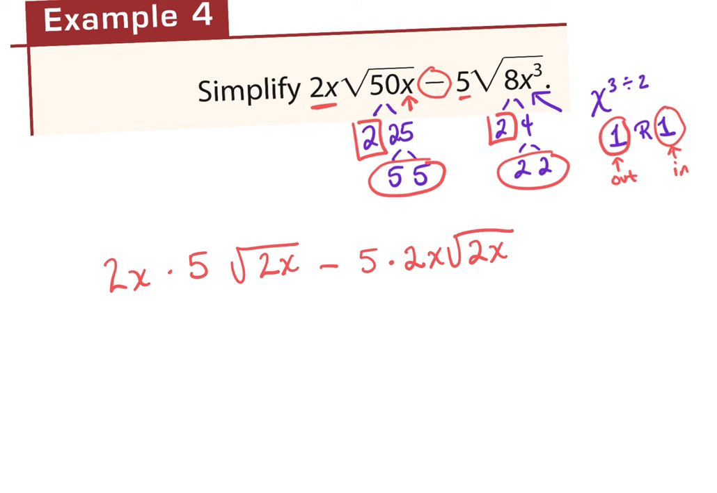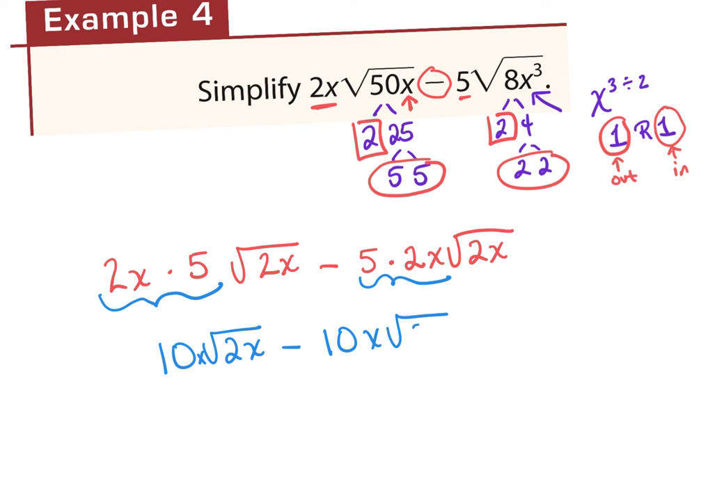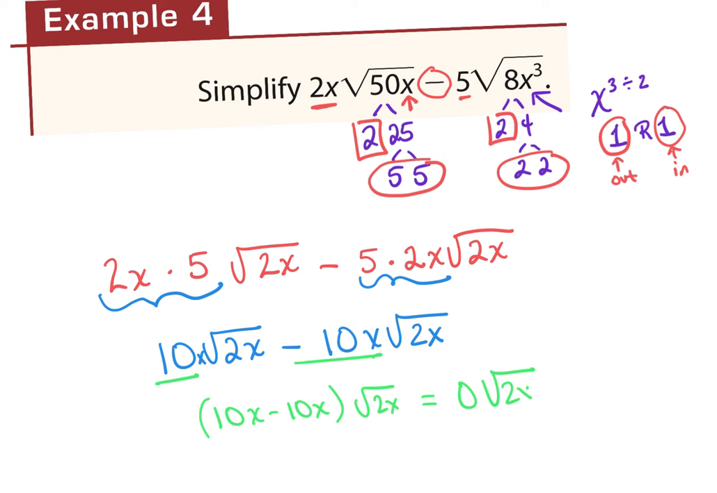Then I'm going to simplify those coefficients. 2x times 5 gives me what? 10x. And on the inside, I still have a 2x. Minus 5 times 2x. 10x. Actually, this is an x as well. And on the inside, I have 2x. So I'm going to subtract my coefficients. 10x minus 10x. What is 10x minus 10x? 0. I have 0 times the square root of 2x. What is that? 0. That's my answer.